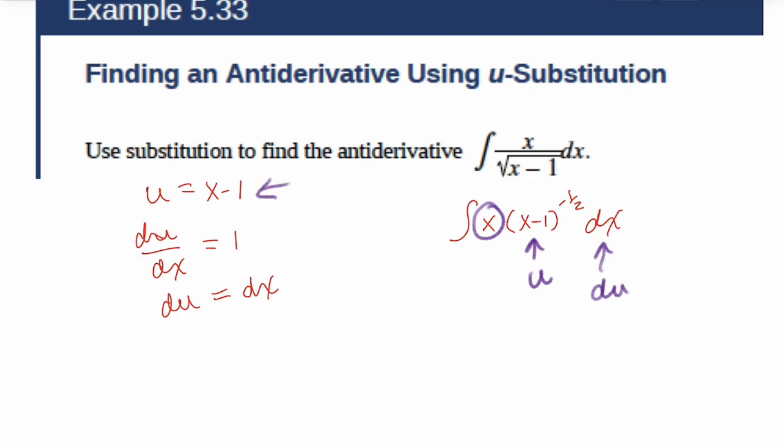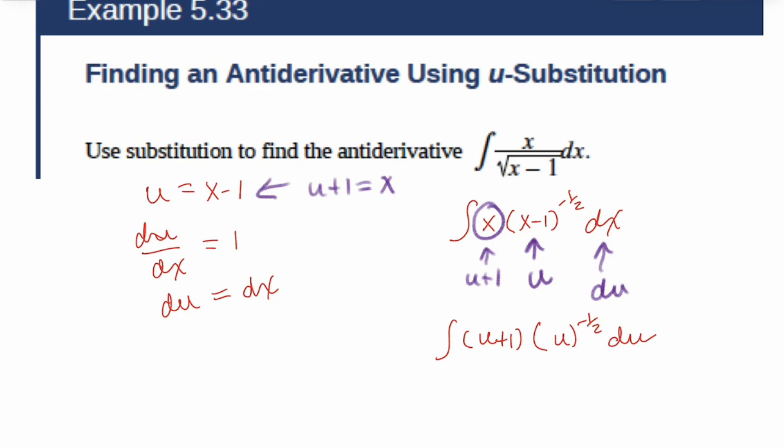Well, let's take this right here and solve it for x. Let's figure out what x is in relationship to u. Wouldn't you agree that u plus 1 is equal to x? So we can make that u plus 1. So now let's take out everything we've got and make them all u's, okay? So we get, in parentheses, u plus 1, in parentheses, u to the negative 1/2, and then du.